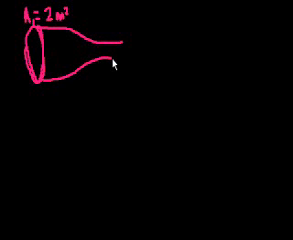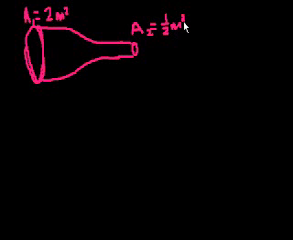It tapers off so that the cross-sectional area at this end of the pipe, so area 2, is equal to, I don't know, half a square meter. And let's say we have some velocity at this point in the pipe, which is V1, and then the velocity exiting the pipe is V2.